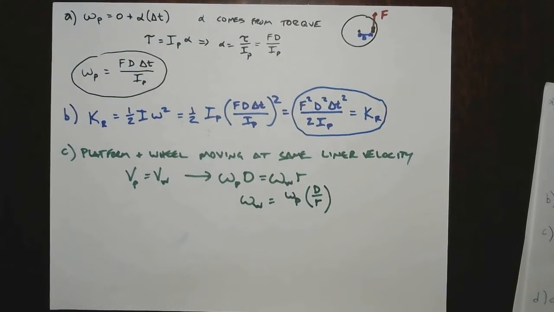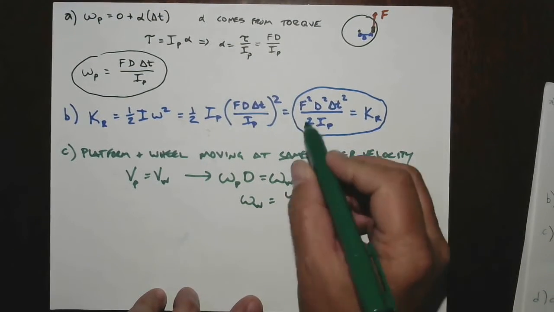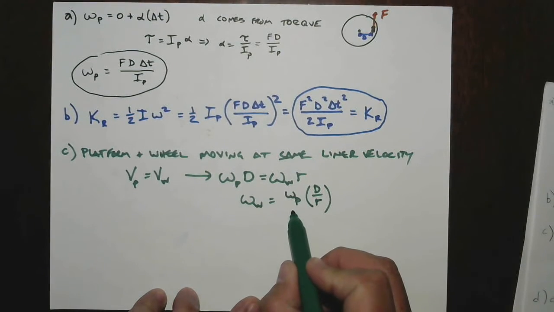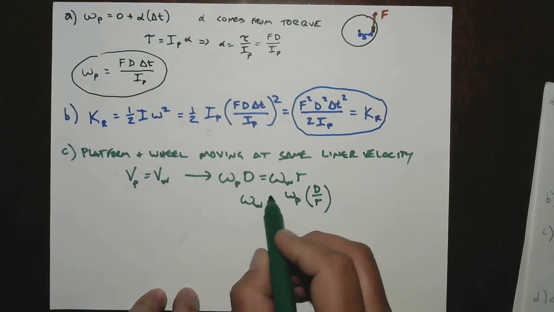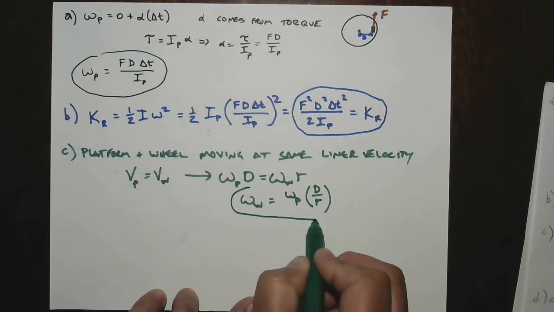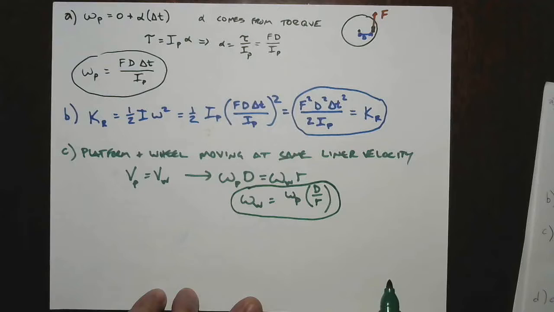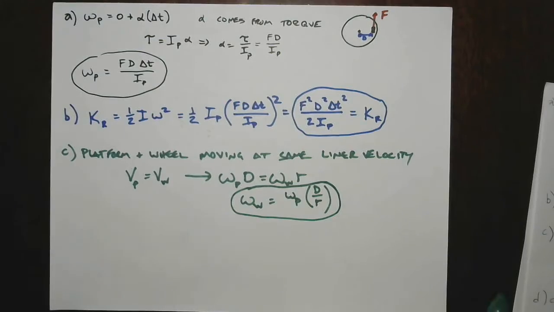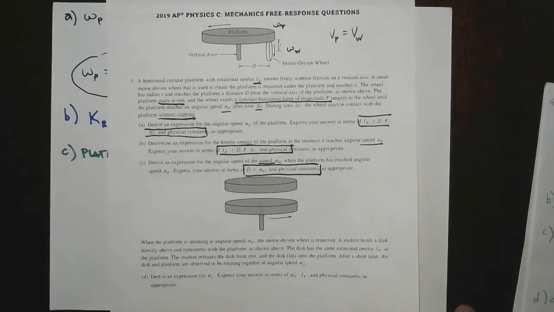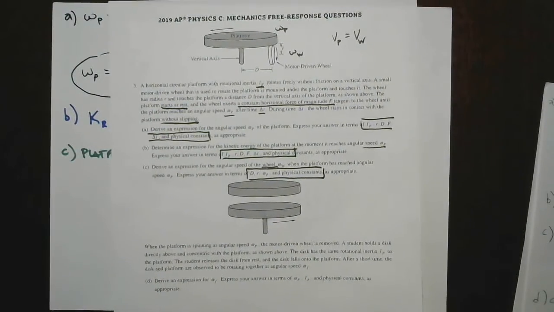Now, those are the appropriate variables. We could have put in our expression for omega p here, but then it wouldn't have been in the correct form. I don't know if they would dock you points had you put the F, delta T, and IP in there. But paying attention to what the question is and boxing up the allowable variables is really going to help focus you on what you're supposed to do here.